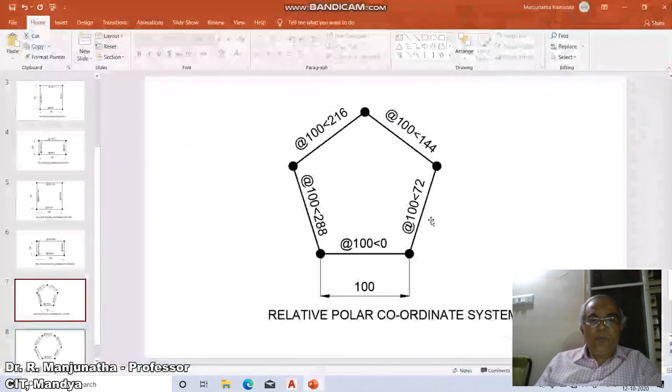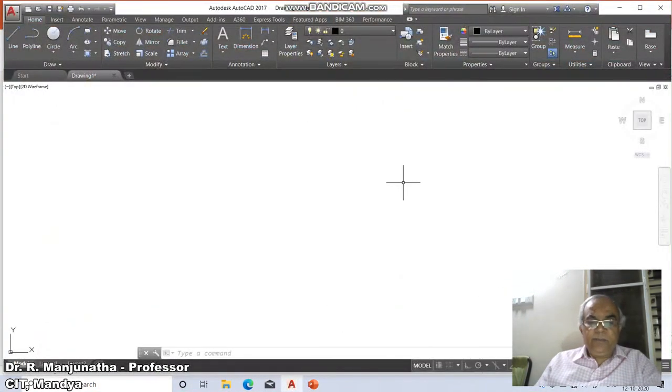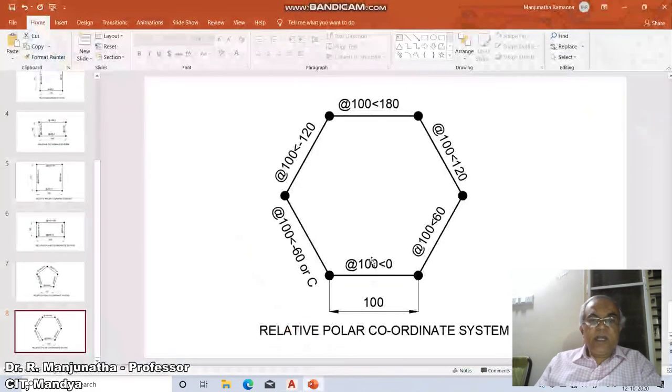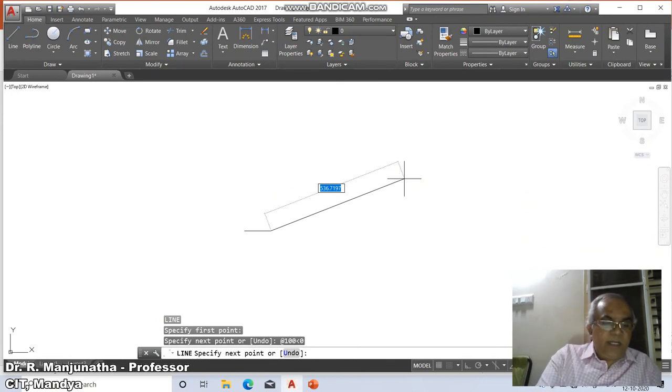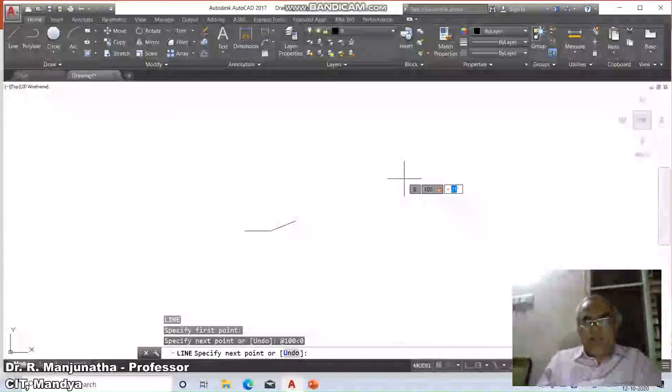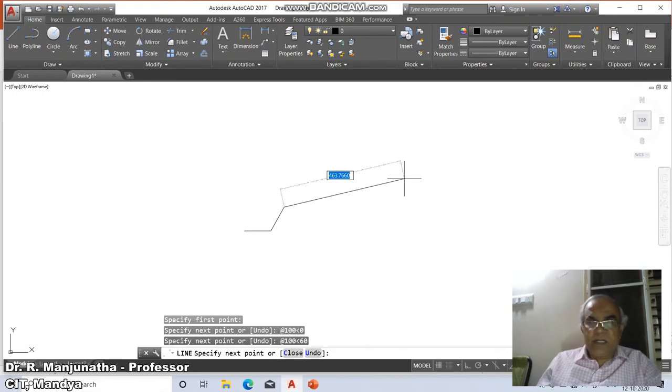Now we have one more, which is the hexagon. So to do that, command is line. Specify first point. Again you just click on the first button of the mouse by selecting an arbitrary point, and from there you want 100 mm. So at the rate 100 less than 0. Again at the rate 100 less than, so 360 by 6 means 60 degrees. At the rate 100 less than 60, the angle is measured in counterclockwise direction as positive and clockwise as negative.